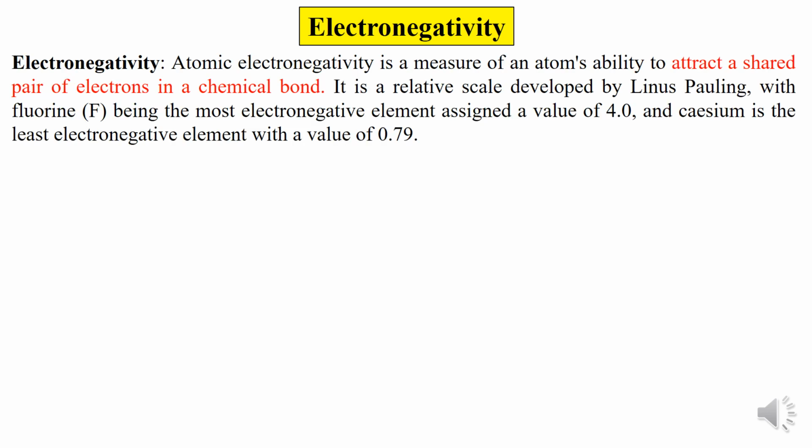What is electronegativity? Electronegativity is a measure of an atom's ability to attract a shared pair of electrons in a chemical bond. It is a relative scale developed by Linus Pauling, with fluorine being the most electronegative element assigned a value of 4, and cesium is the least electronegative element with a value of 0.79 in the periodic table of elements.